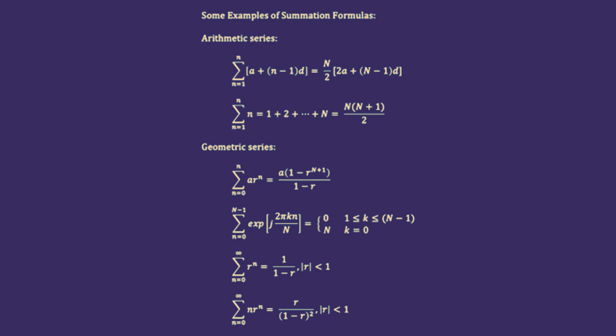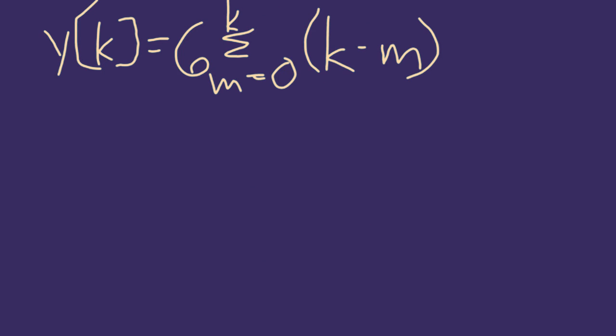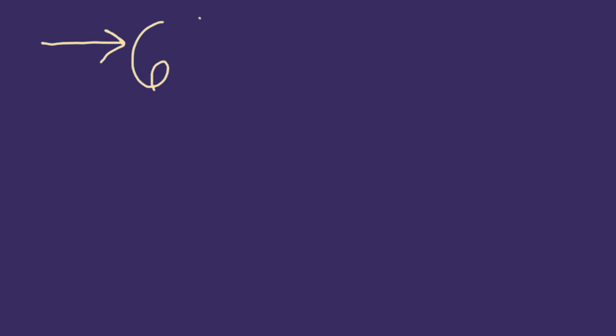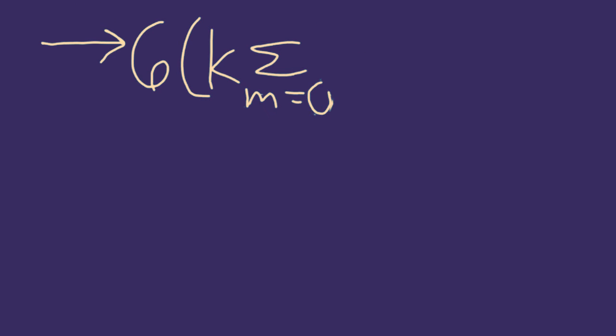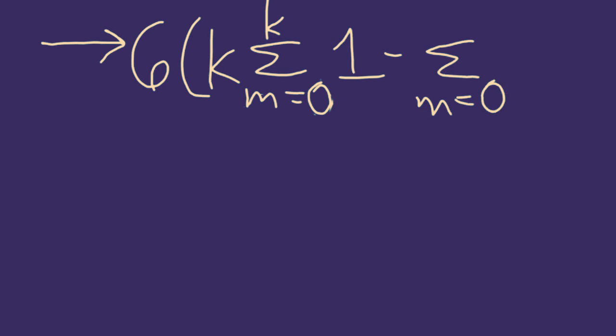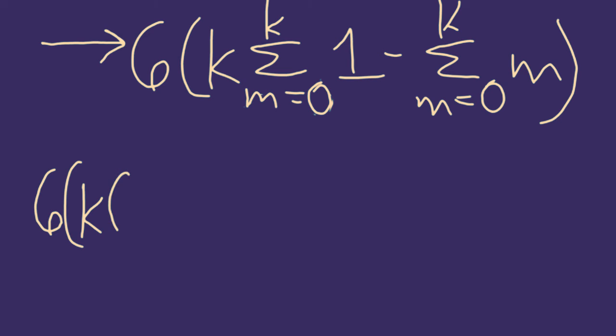So we're going to take our 6 summation from m equals 0 to k of k minus m, and we're going to separate that out. We're going to have 6 times k times the summation of m equals 0 to k of 1, because we can pull k out because k is a constant. And that's going to be minus the summation from m equals 0 to k of m. The summation from m equals 0 to k of 1 is going to just turn into our upper bound, which is k, minus our lower bound, which is 0, plus 1. And that's just the formula for any summation of 1.